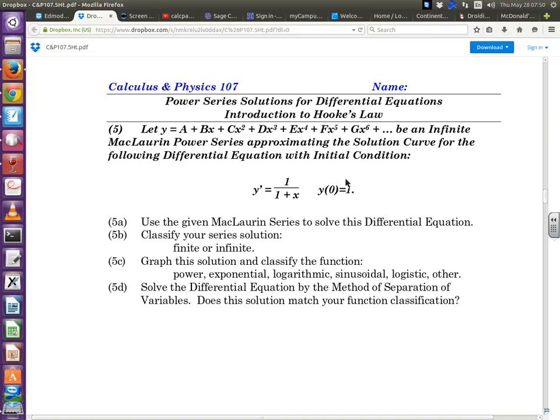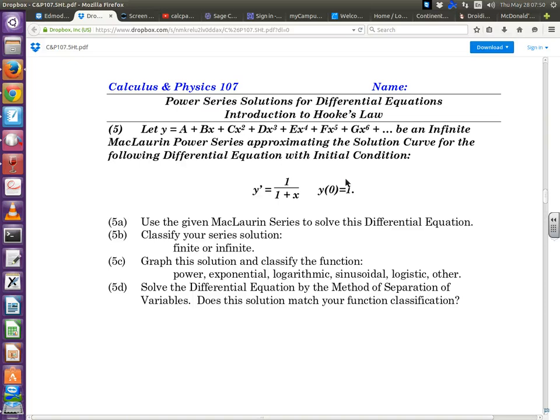Graph this thing. What kind of solution is it? Solve it by variable separable. Can you do it by variable separable also? In other words, did you get a series for a function that you know? Well, how would you do this? How did we do it last time? Think what you did with the homework.